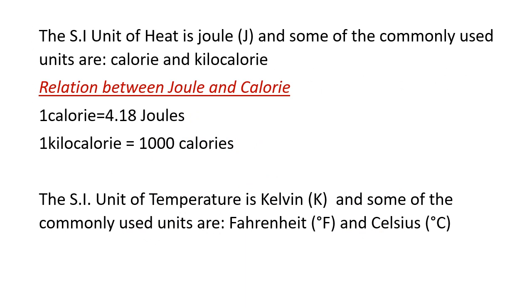The SI unit of heat is Joule, and some of the commonly used units are calorie and kilocalorie. And 1 calorie is 4.18 joules, whereas 1 kilocalorie is equivalent to 1000 calories. The SI unit of temperature is Kelvin, and some of the commonly used units are Fahrenheit and Celsius.